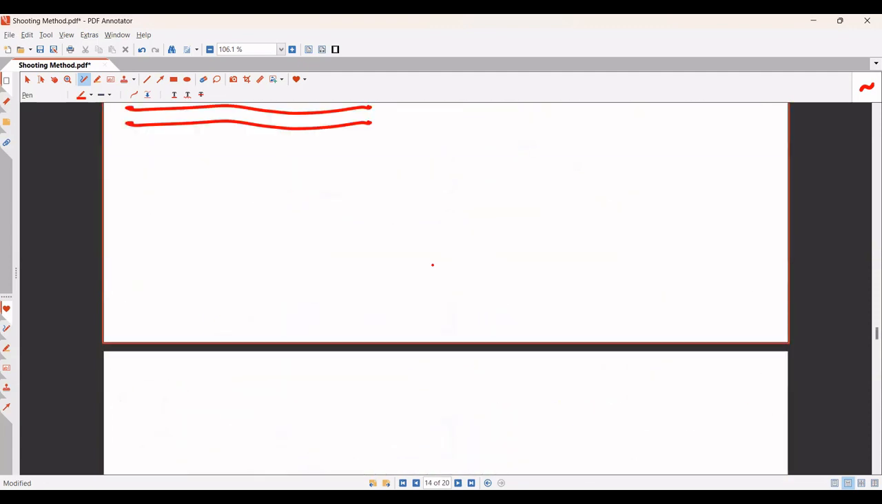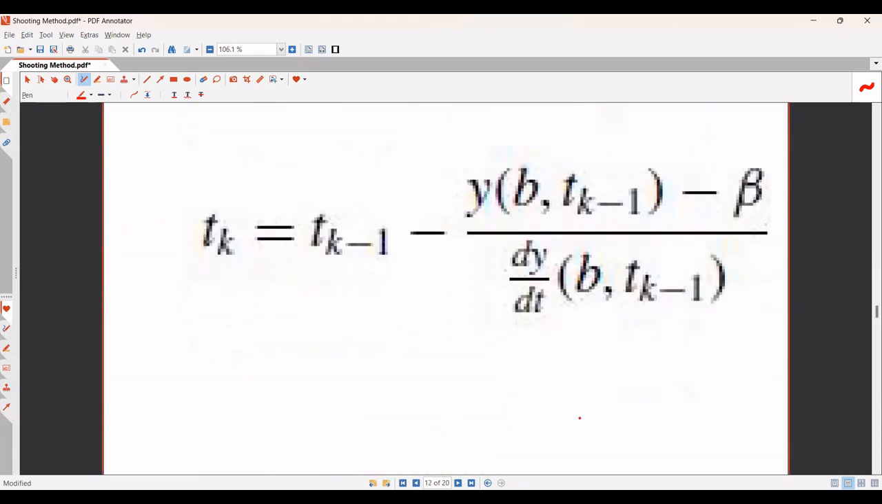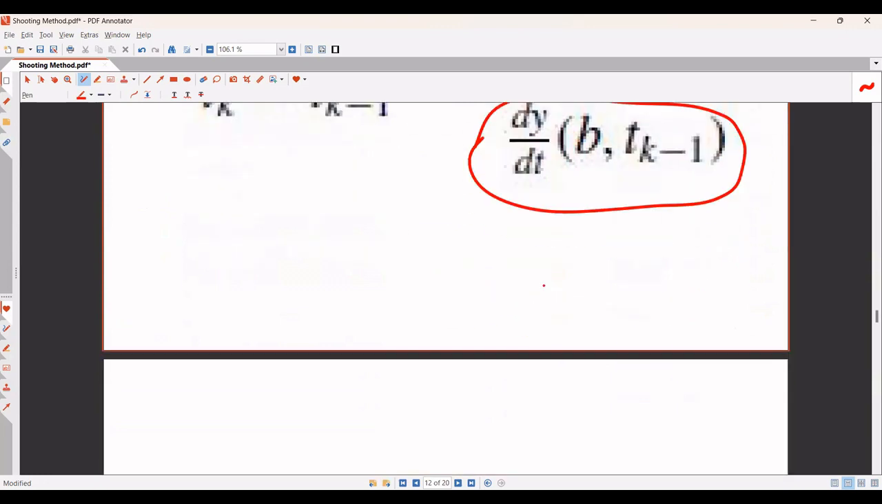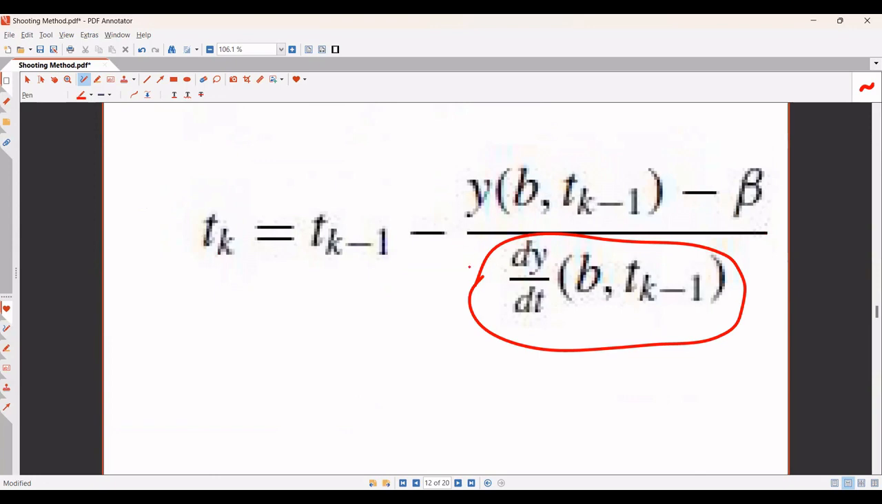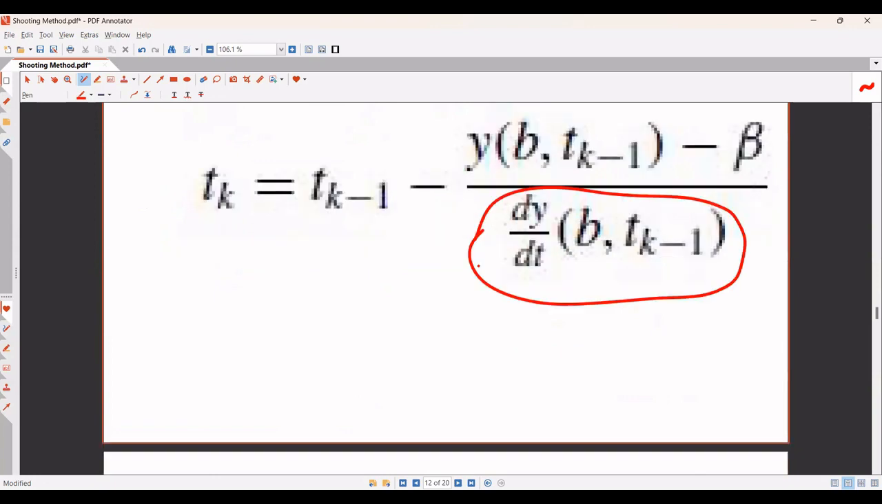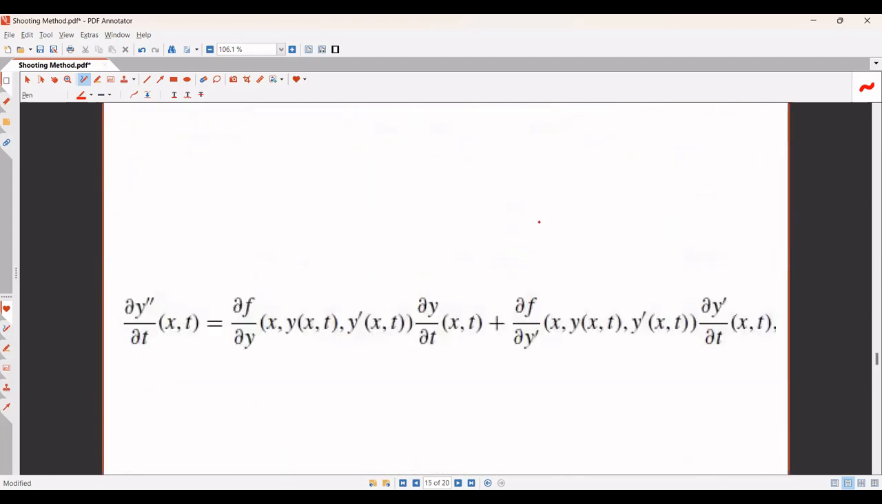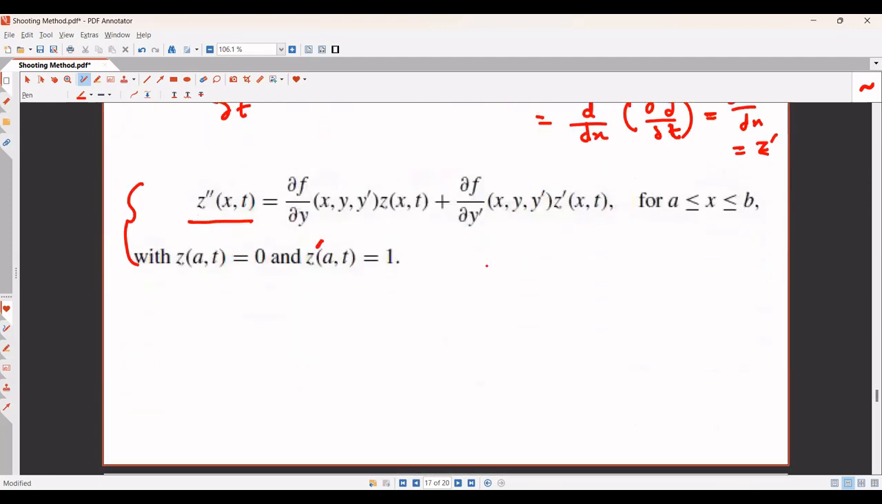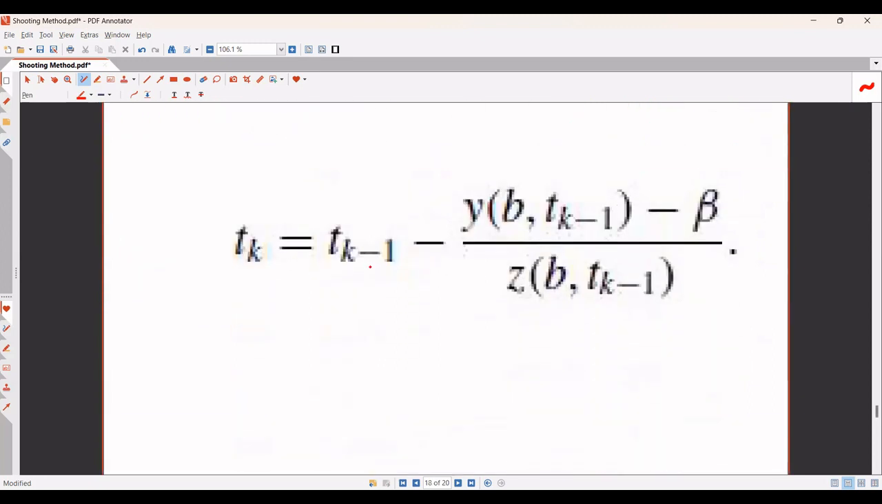So can you recall, in the Newton-Raphson equation, that all of this started because we do not have the derivative of y with respect to t ready with us. This was the guy we were trying to find out. And this is exactly z calculated at b comma t_{k-1}. So interestingly, just to find this derivative, or in other words, just to find z, you have to solve this initial value problem. The solution of this initial value problem is just z. So if you can manage that, then you have the denominator ready.